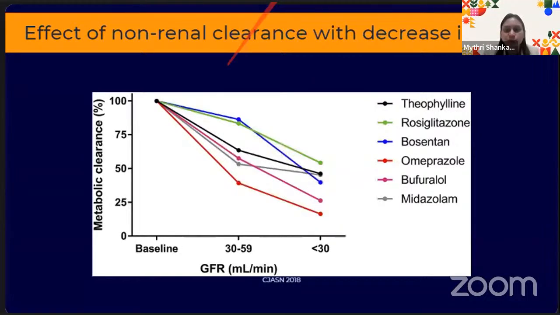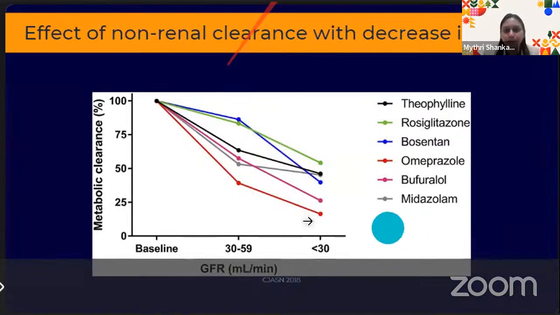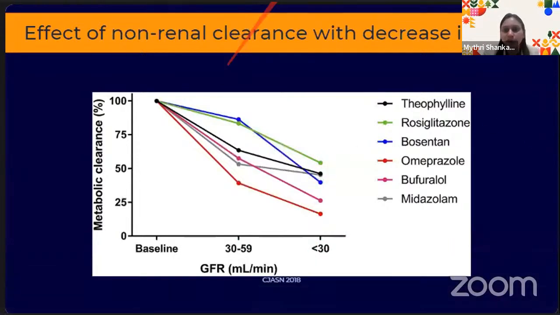Each of these drugs is chosen because they are probes for different enzymes. For example, theophylline is a probe for CYP450 1A2, rosiglitazone is a probe for 2C8, bosentan 2C9, omeprazole 2C19, and midazolam for 3A4. So we can also see here that not all cytochrome enzymes decrease to the same level. For example, omeprazole, which is a probe for 2C19, has decreased to 25% here with a drop in GFR, while rosiglitazone, the green one over here, has decreased only to 50%. So there's a lot of variability.